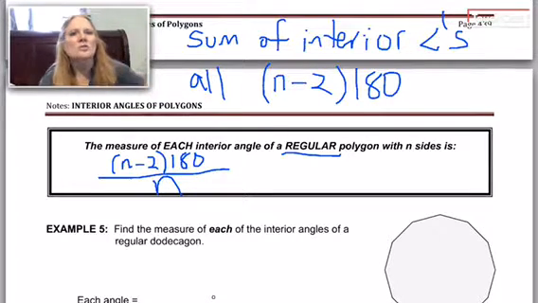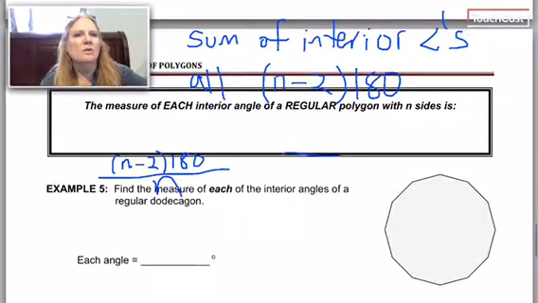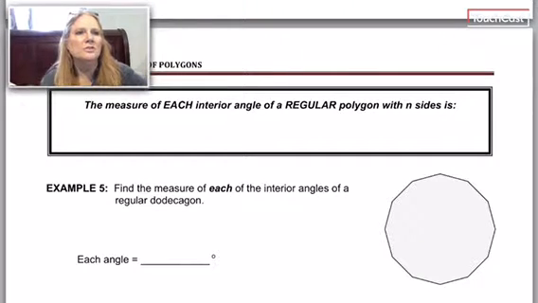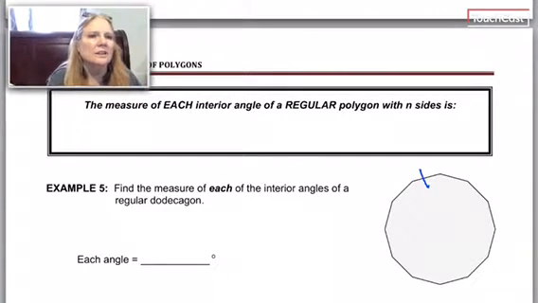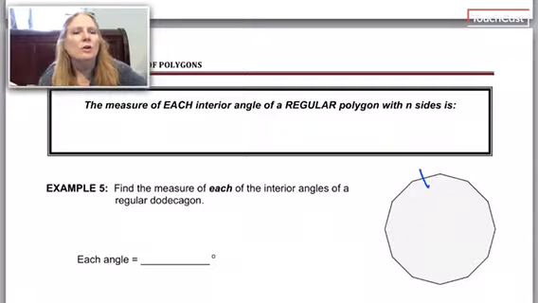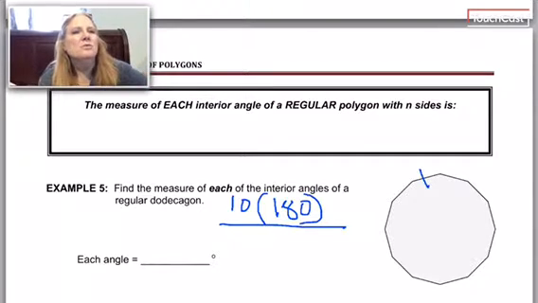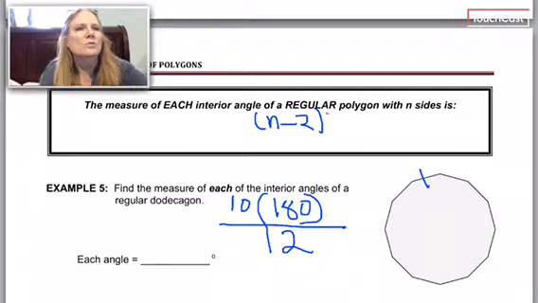So if it's regular, in example 5, find the measure of each of the interior angles in a regular dodecagon. A dodecagon, if hopefully y'all remember, has 12 sides. So 12 minus 2 is 10 times 180. The common mistake here is that some people want to divide by 10. Divide by 12. So it's n minus 2 times 180 divided by n.